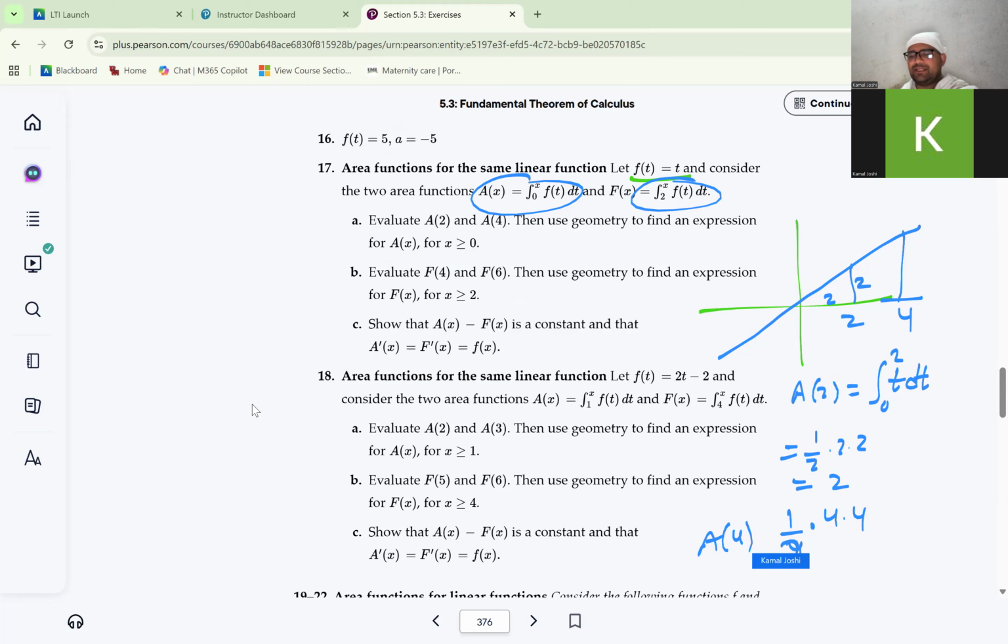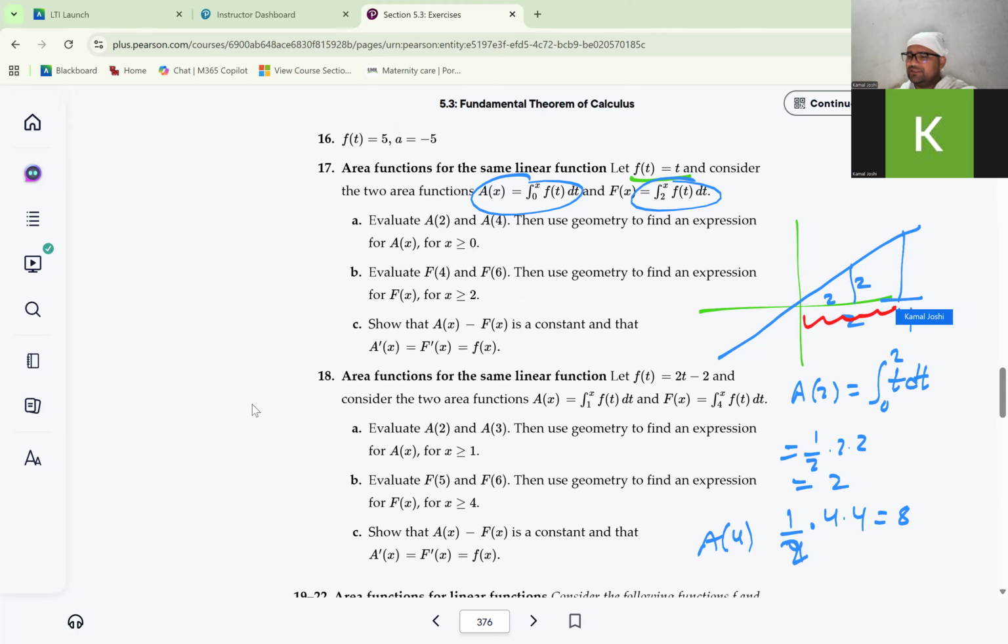Okay, because on that triangle, x and y are going to be equal, the two sides of the triangle, which will be 8. Then use geometry to find an expression for A of x for x greater than 0. Okay, so now using geometry, what is the general expression for any x?